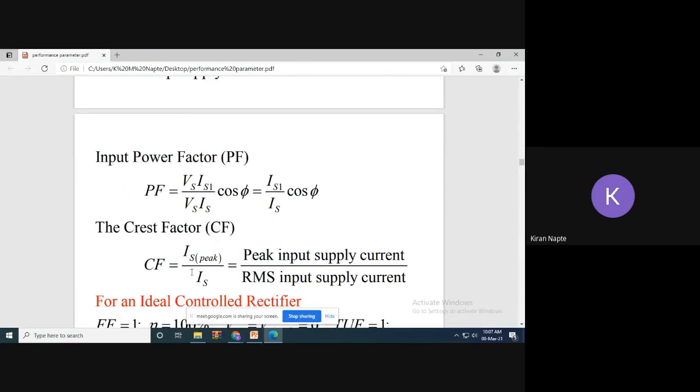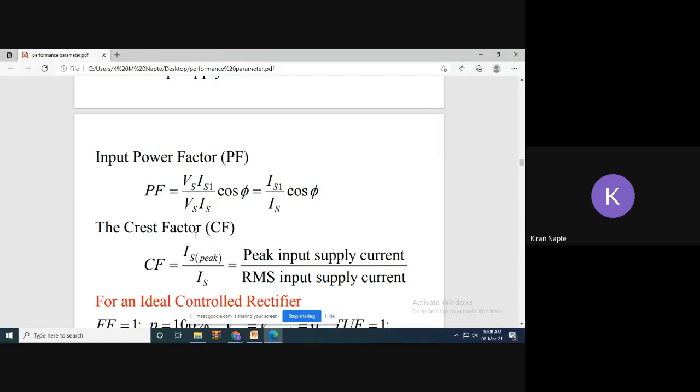The next is crest factor. The last performance parameter is crest factor. Basically, it is the ratio of peak input supply current to the RMS input supply current. So, what we have seen, a few performance parameters are there. If we calculate the value for all those parameters, then we can easily analyze the performance of the converter.